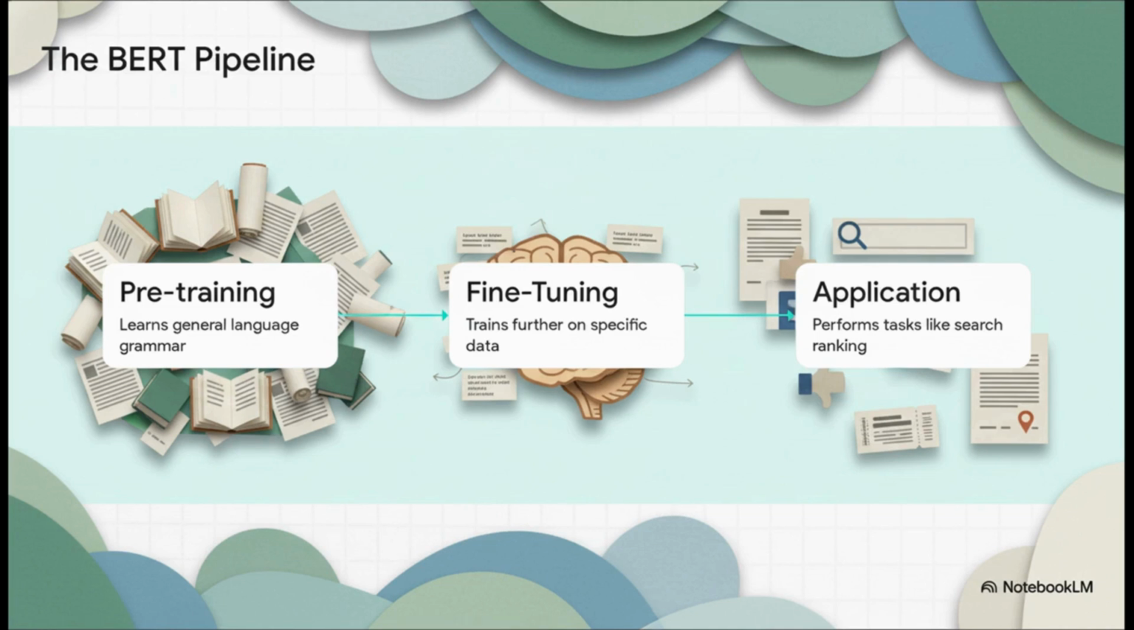Instead of building a completely new model from scratch for every single task, developers take this pre-trained BERT brain and train it just a little bit more on a specific labeled dataset. Finally, in step 3, this fine-tuned model is deployed to perform specific applications, like analyzing the sentiment of movie reviews, identifying names and locations in legal documents, or even powering the search ranking algorithms you use every single day.